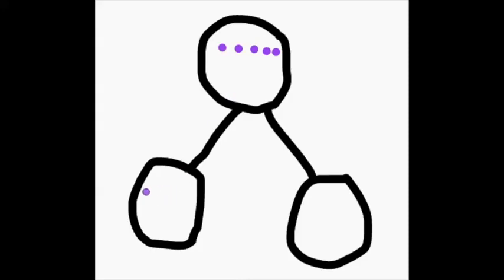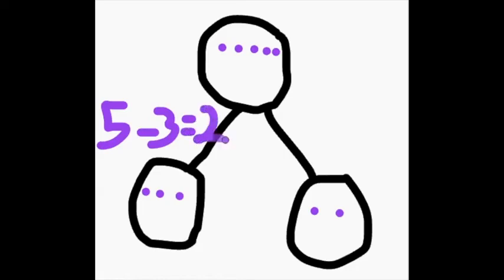And grandma's gonna give you 1, 2, 3 grapes. So how many does your brother get? 1, 2. So let's write it as our math sentence. 5 minus 3 equals 2.